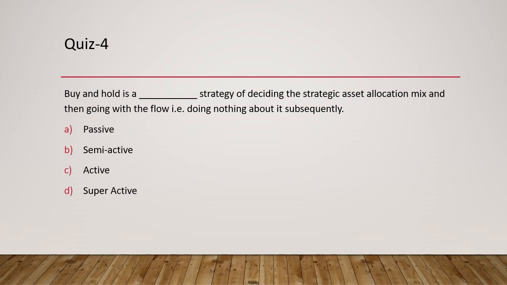Buy and hold is what kind of a strategy? It is a strategy followed by many entities, pension funds, banks, even portfolio managers, and it's a very passive strategy. It's like buying and then forgetting about what you have purchased, literally. So buy and hold is a passive strategy of deciding the strategic asset allocation mix and then going with the flow, that is, doing nothing about it subsequently. So you are not worried about whether I should rebalance my portfolio, how much I should buy, how much I should sell, and all that.